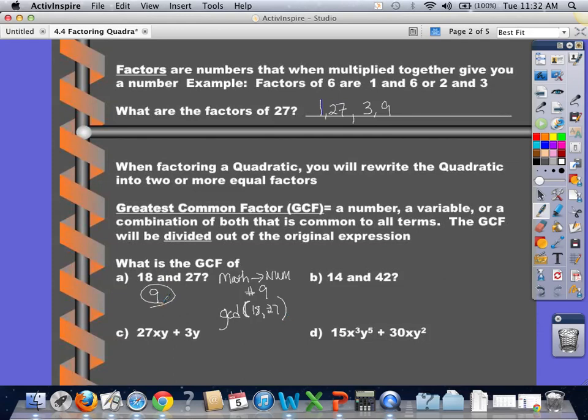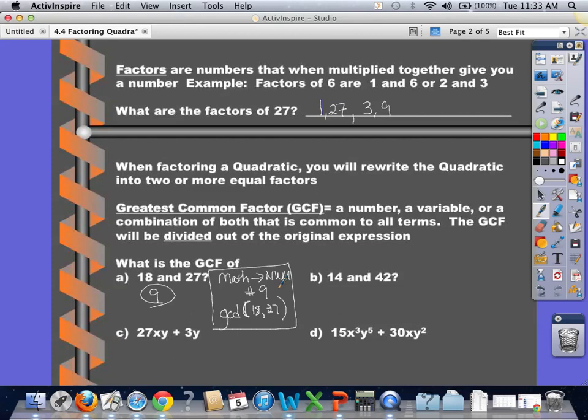9 is the GCF. So you can do it this way if you have trouble with your multiplication tables, or you may be able to see it. Now, this will not give us a GCF with letters, so we'll always have to look at those separately. We will only do numbers and only two at a time.